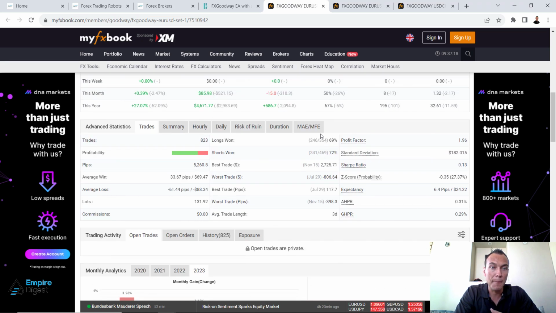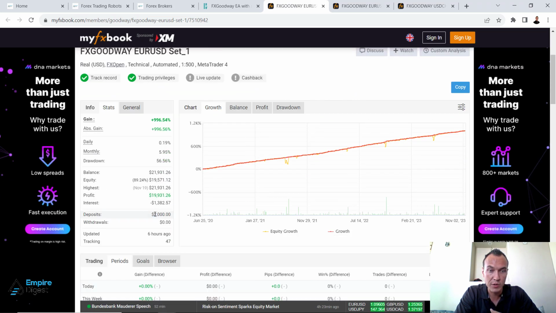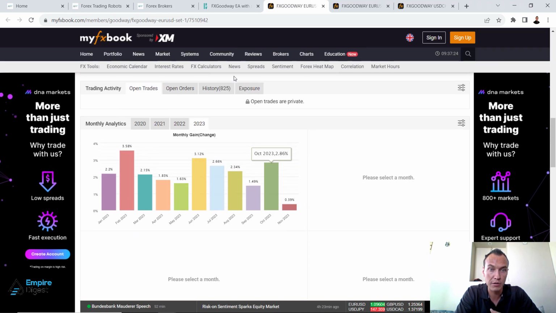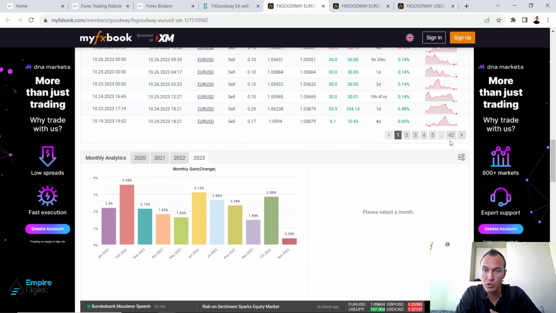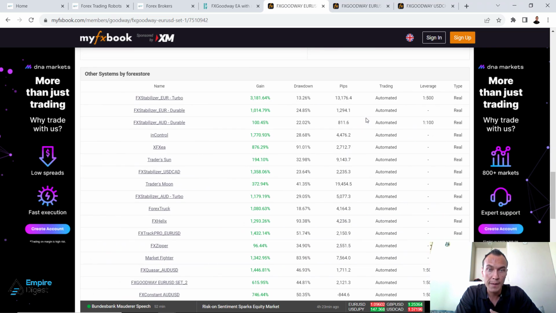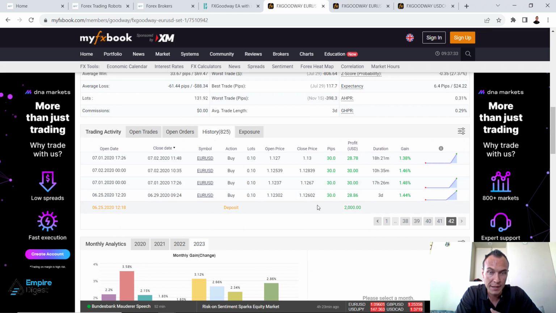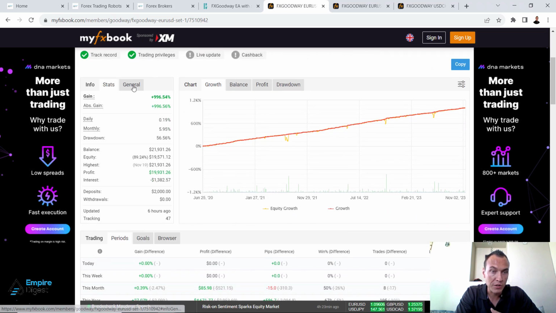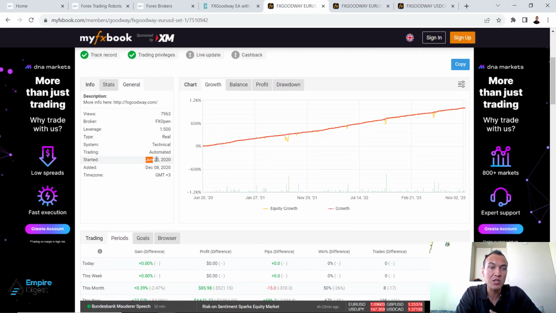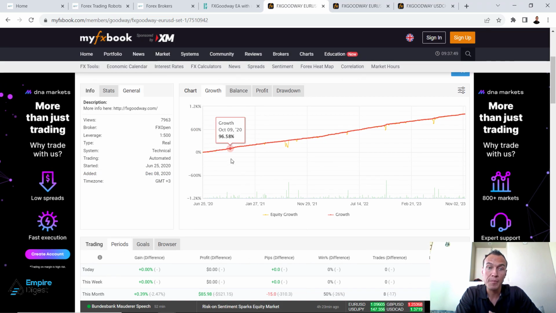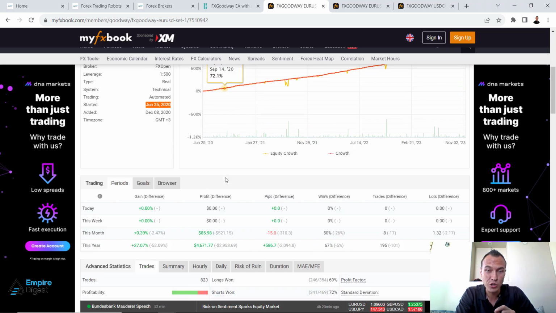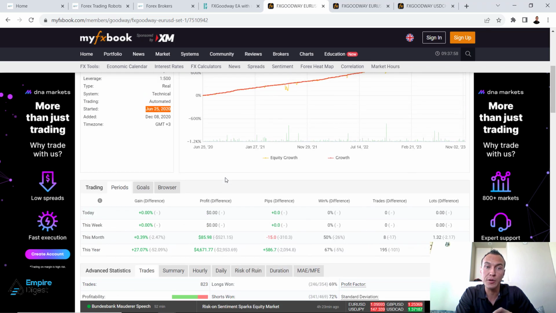Okay, so back to the deposits. How do you determine this was a 2000 initial deposit? You go down to history and scroll down to the very last page, which is page 42, and scrolling back up, you will see that they've made the deposit of $2,000 when the account started. So when did the account start? If we go back to the general tab, the account started trading on June 25, 2020, and they've added the account on December 8th, 2020, which is good. It will track the data since the account started trading, which was June 25, 2020. So that is how you determine the deposits.